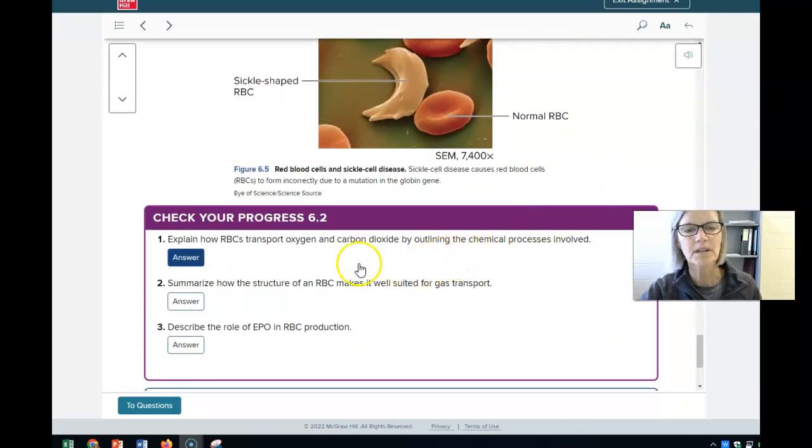So that's it on red blood cells. And I think you should be able to answer probably 1 and 2 on that. So good luck.